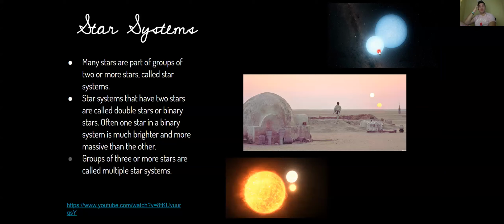Oftentimes when there's two stars in a system, eventually it does explode. One explodes or one eats the other, and either a nova or a supernova happens. You don't need to know that though. Weirdly enough, there's actually a lot more planets in solar systems with multiple stars. That doesn't mean there's more life, but there's just more planets. I don't know why.